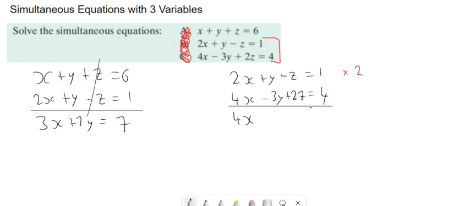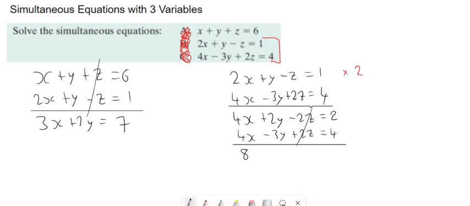I'm going to get 4x plus 2y minus 2z is equal to 2 times 1 is 2. And the bottom line, 4x minus 3y, I'm not doing anything to the bottom line, just writing it out again, plus 2z is equal to 4. Now the z's, I put a line through them and I'm adding downwards then, so 8x minus y is equal to 6.